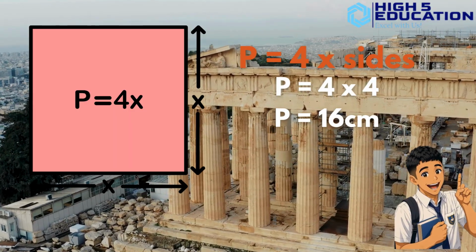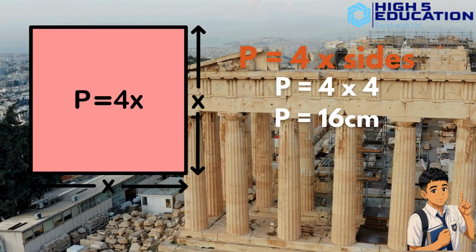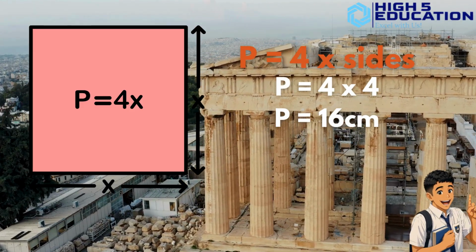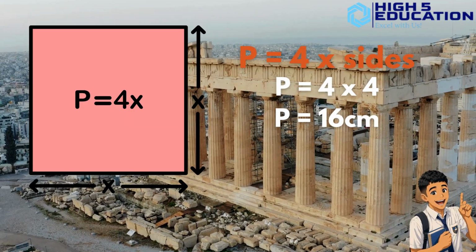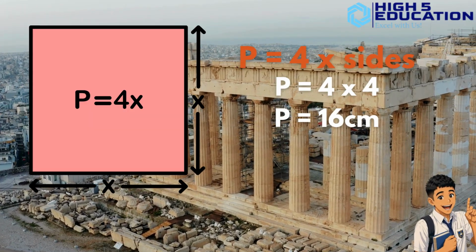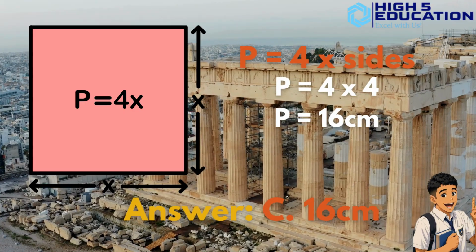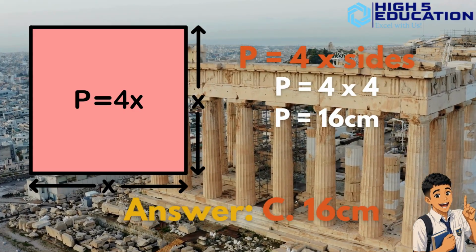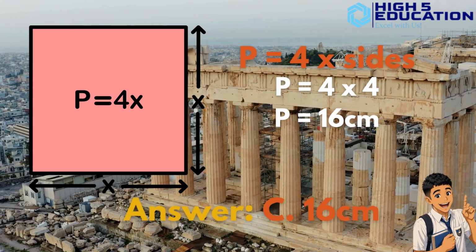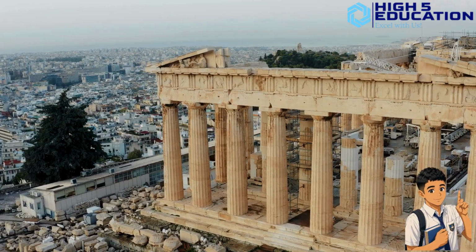P equals 16 centimeters. A, 18 centimeters. B, 16 centimeters. C, 36 centimeters. D, 81 centimeters. Fantastic! The correct answer is B, 16 centimeters. Remember, when finding the perimeter of a square, simply multiply the length of one side by 4. Fantastic work so far, mathematicians.